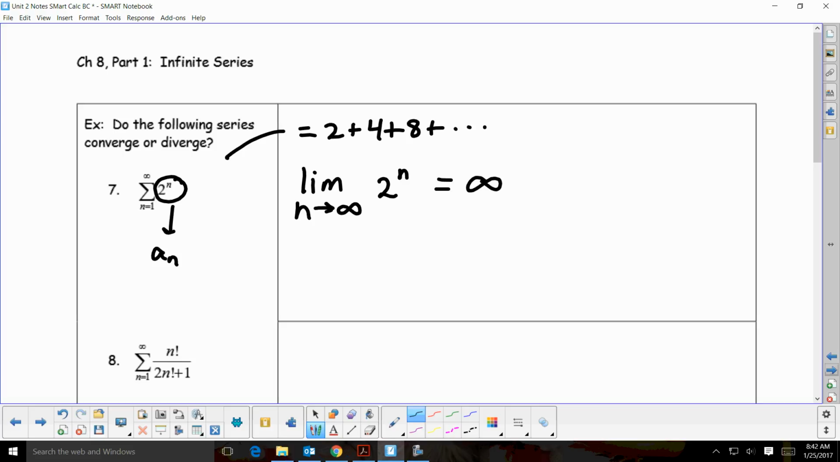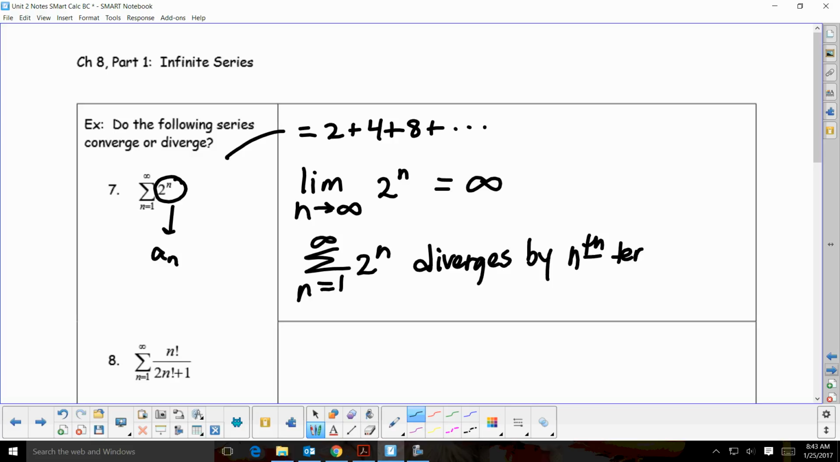Do we basically see that? Yes. And now we can actually state that this series does what? Diverges, and you have to tell me what test, by the nth term test. This guy does not equal 0. That's all we had to show.